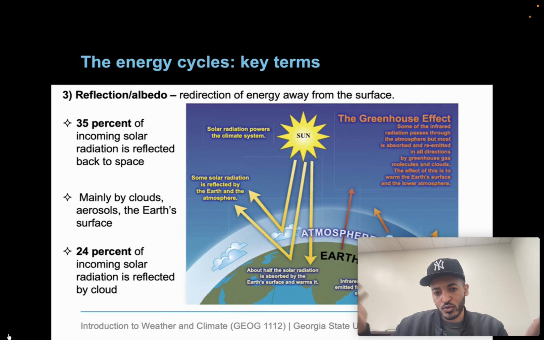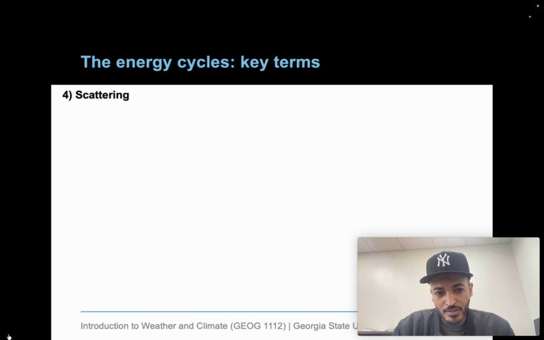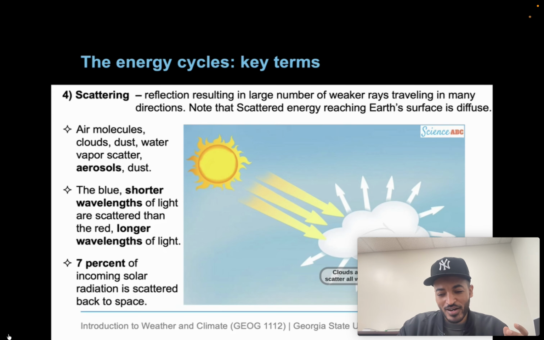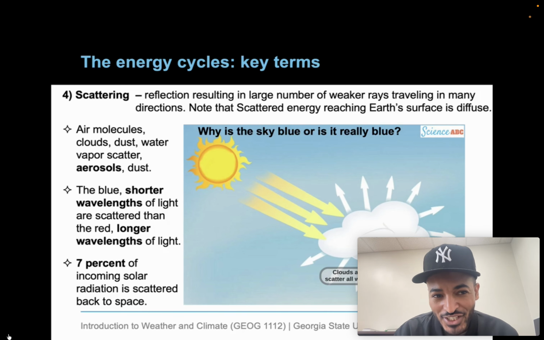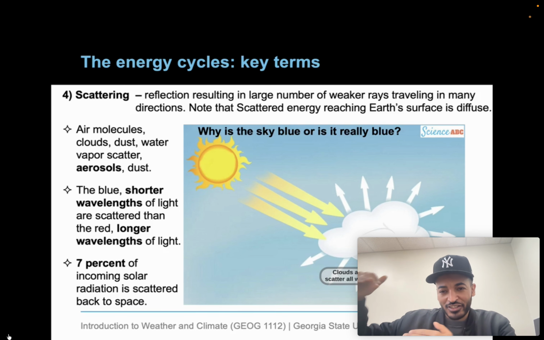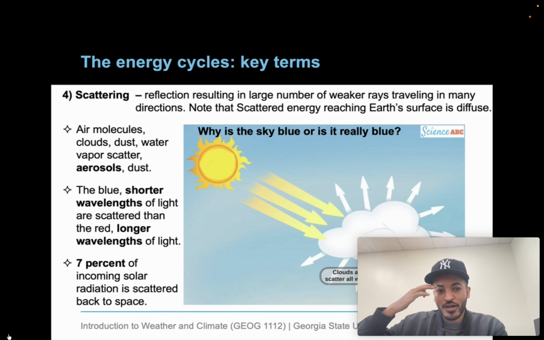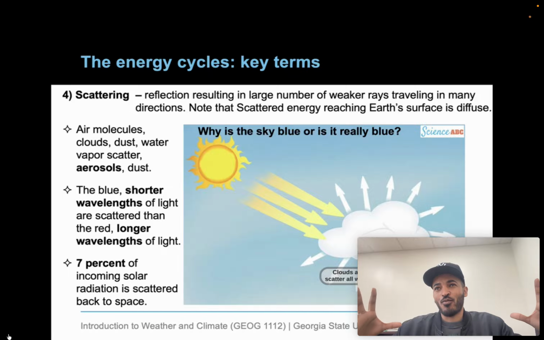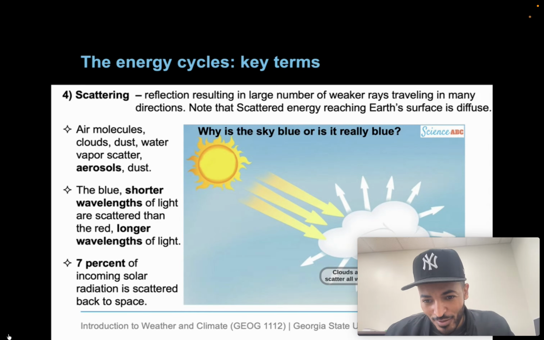Aerosols are suspended solid particles in the atmosphere and on the Earth's surface. Clouds also have different molecules and particles within them. Scattering is also a form of reflection. The only difference is that reflection is usually at an angle, but scattering is a more random reflection of the solar radiation.